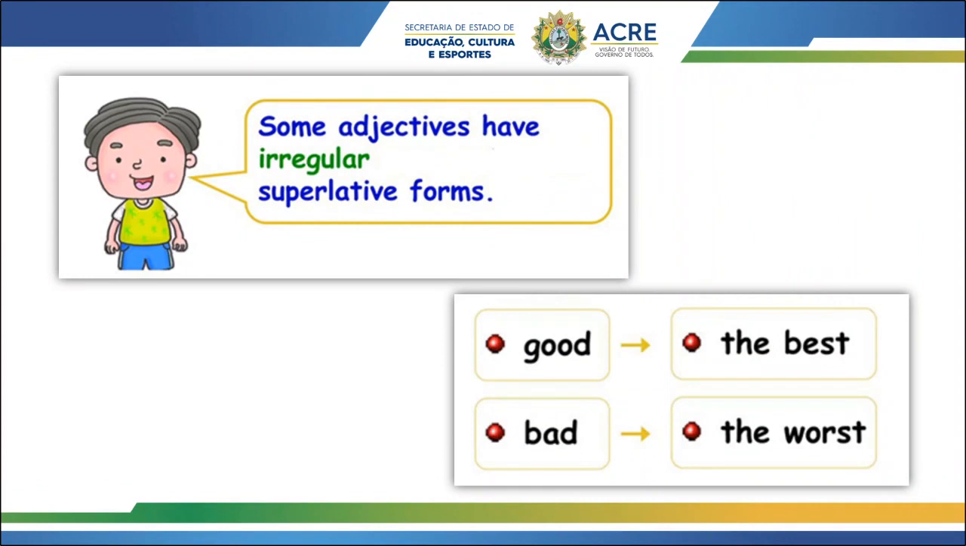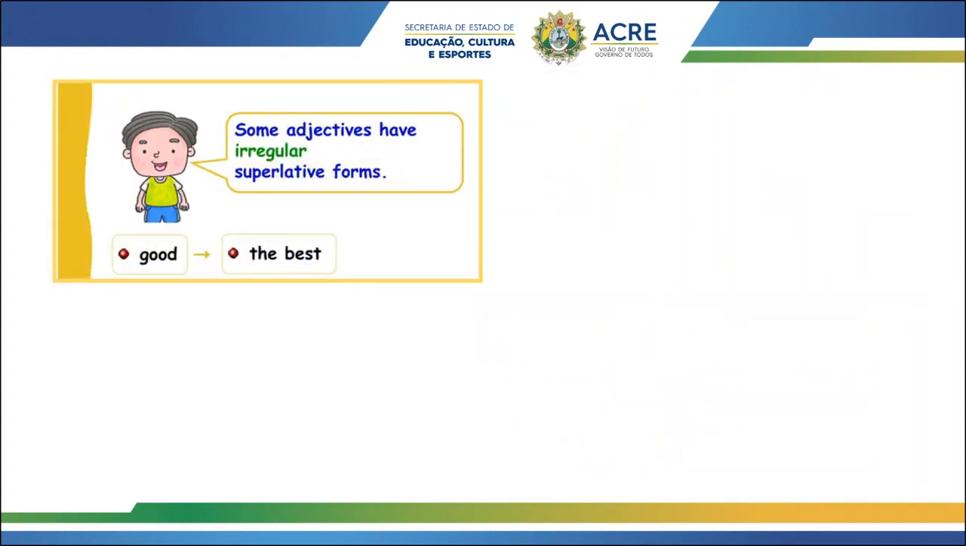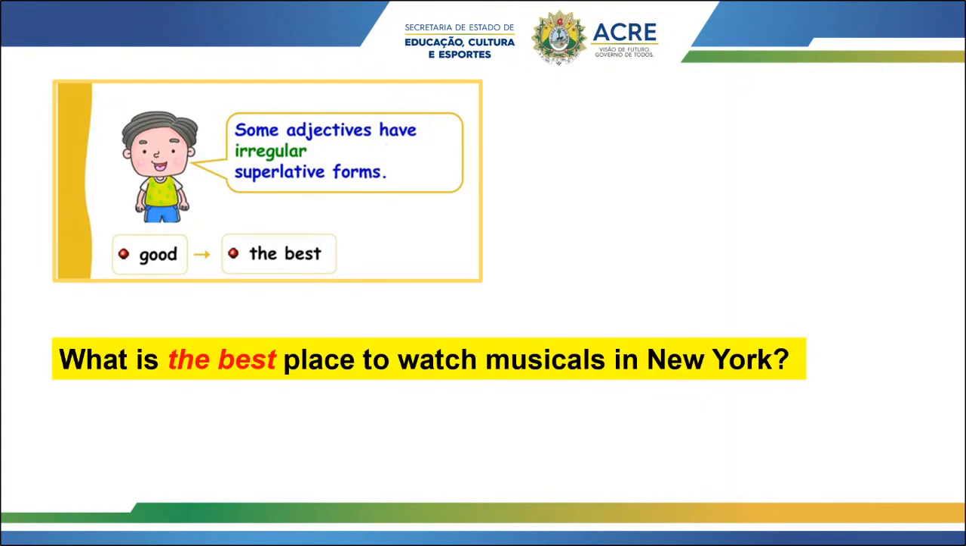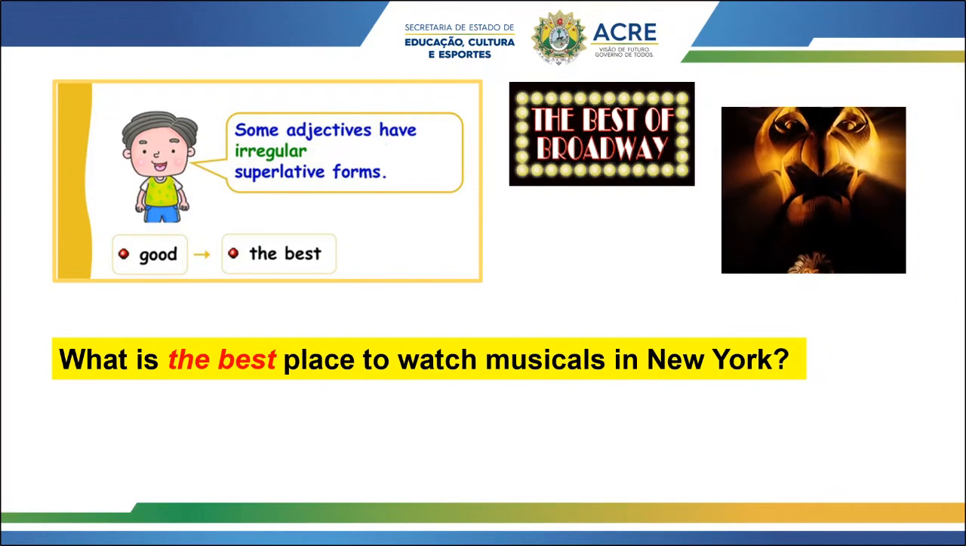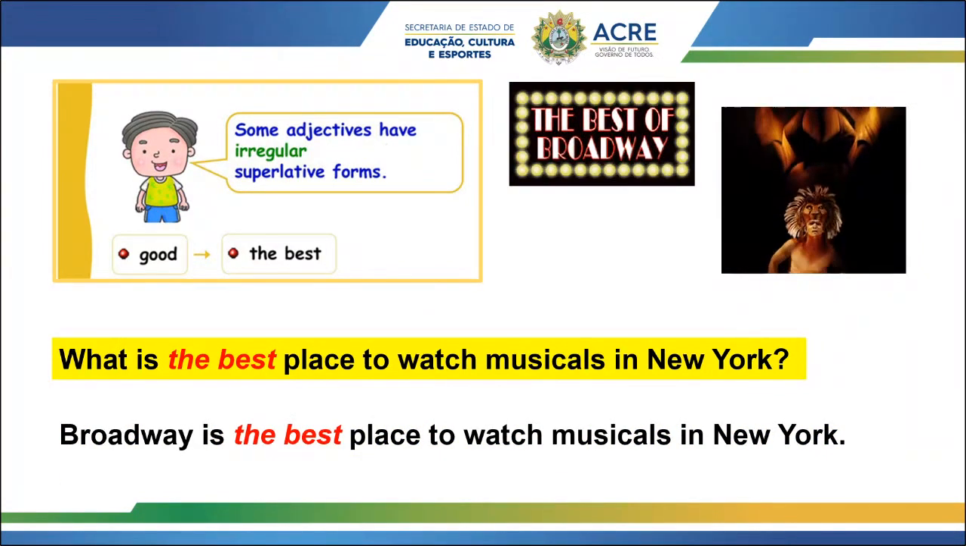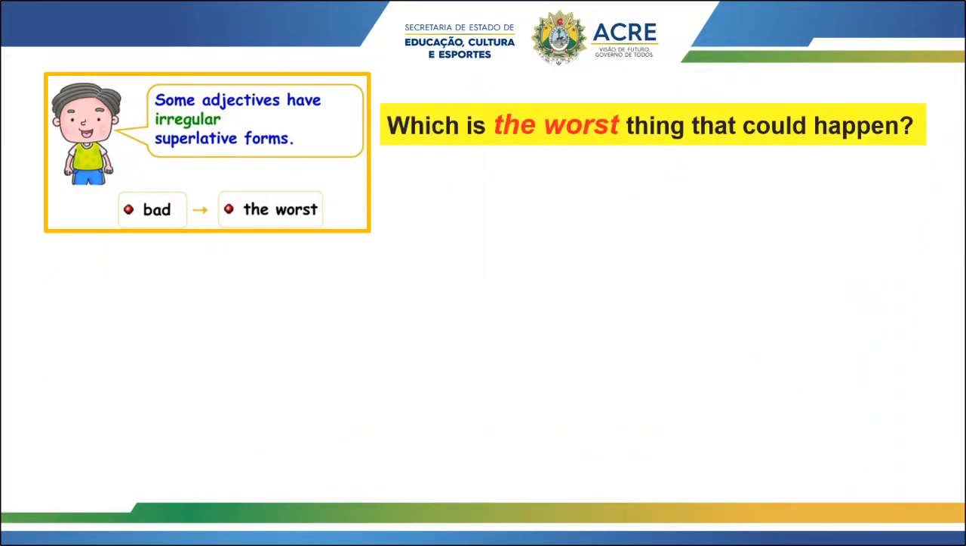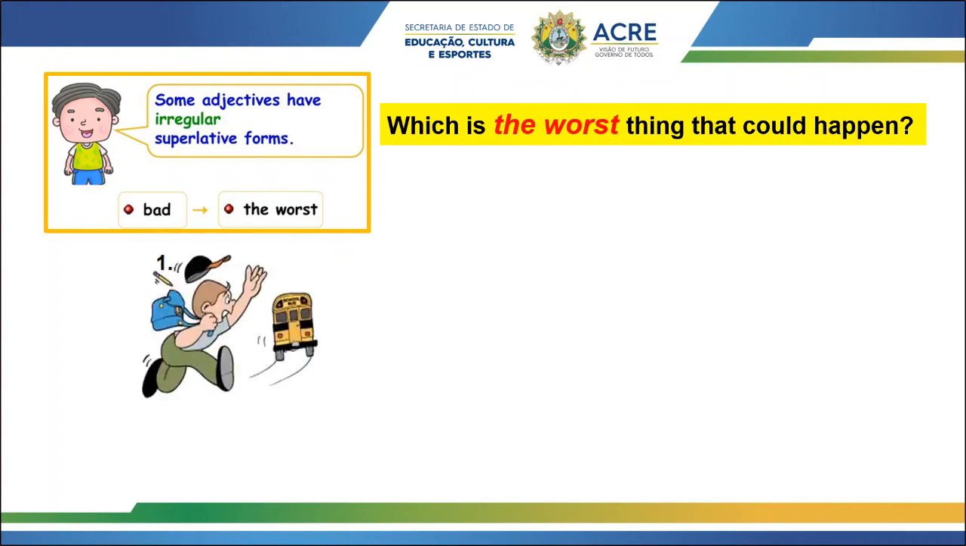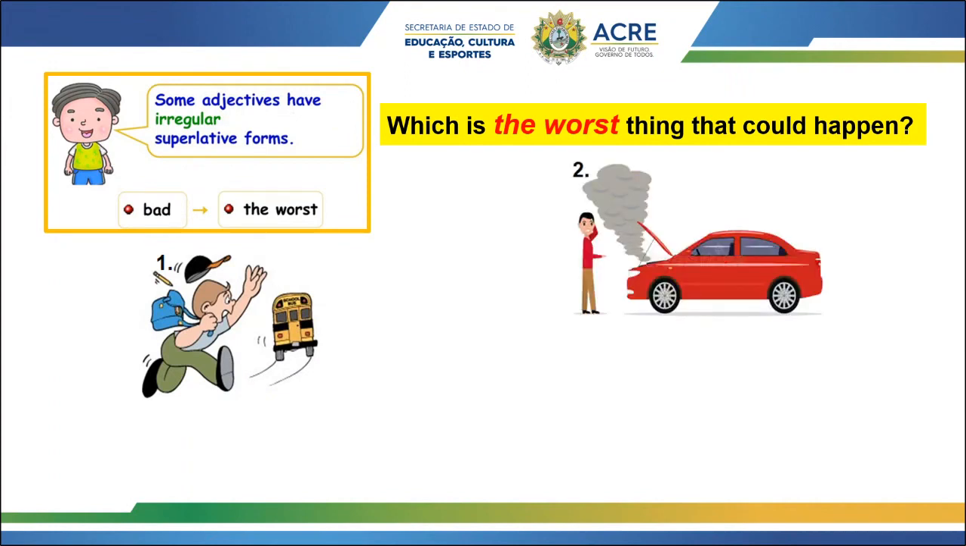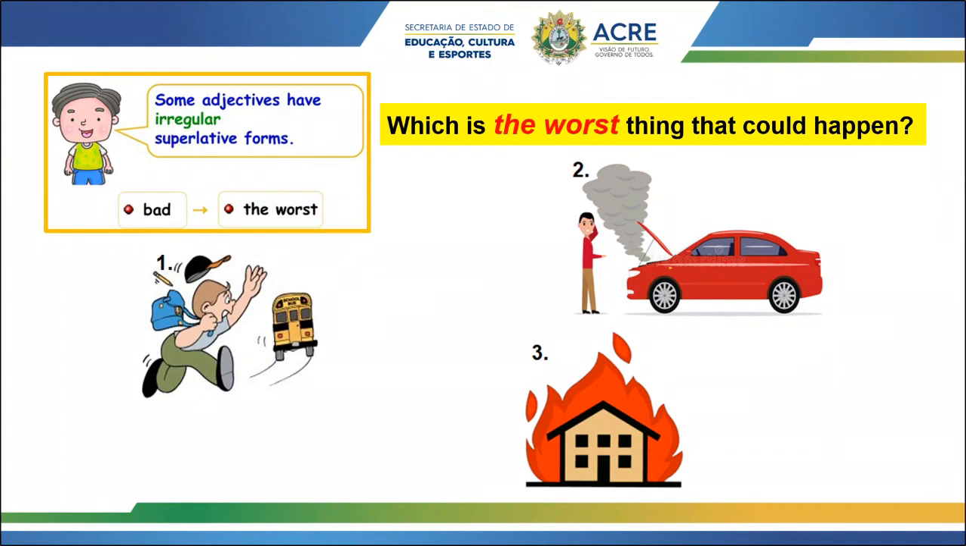Now, let's see the irregular superlative form. Some adjectives have irregular superlative forms. For example, good, the best, bad, the worst. An example with good. What is the best place to watch musicals in New York? Broadway is the best place to watch musicals in New York. An example with bad. Which is the worst thing that could happen? 1. The boy missed the bus. 2. The car is broken. 3. The house burned down. What's the answer? Of course, number 3 is the worst one.